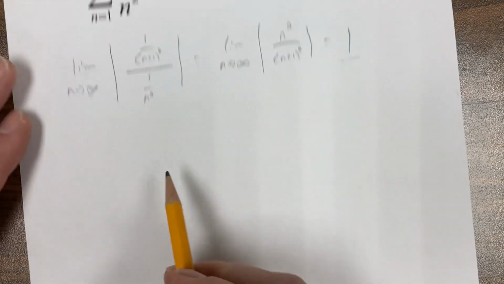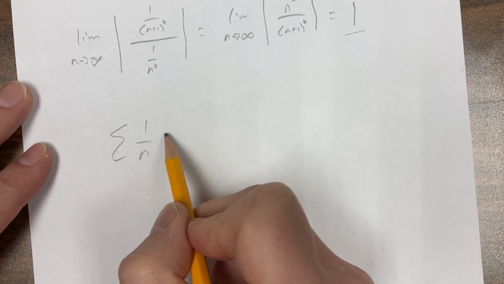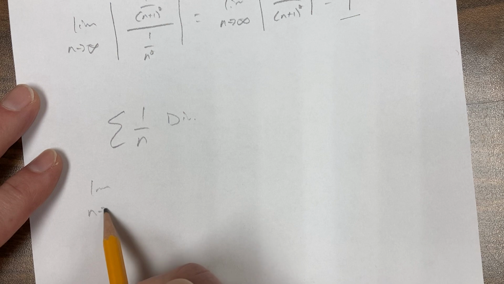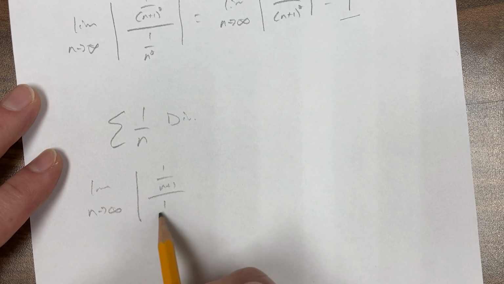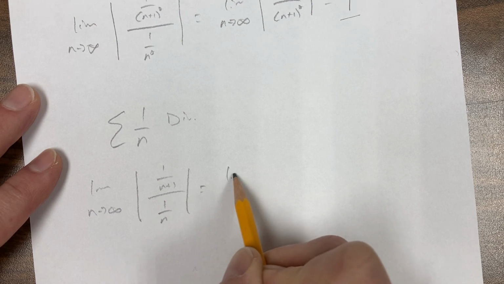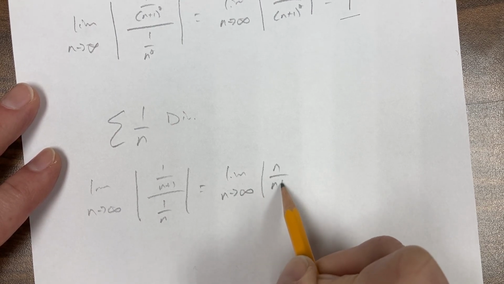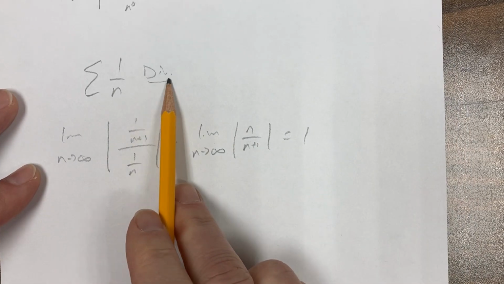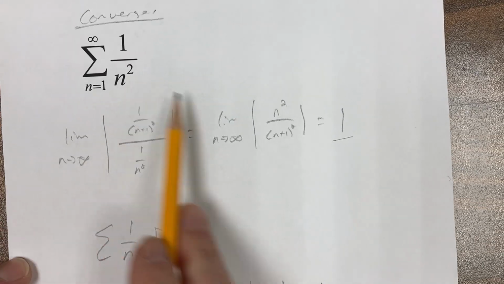We know this one converges, but if we had done it on the harmonic series, which diverges, you would have ended up with the same conclusion. We would have had 1 over (n+1) over 1 over n, which gives us 1. Sorry that I'm rushing here. So here's a divergent series that gives us 1. Here's a convergent series that gives us 1. The 1 doesn't necessarily tell you anything.